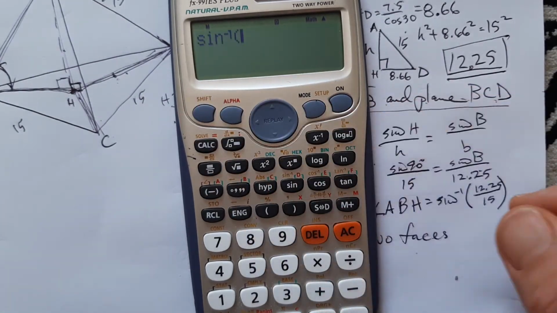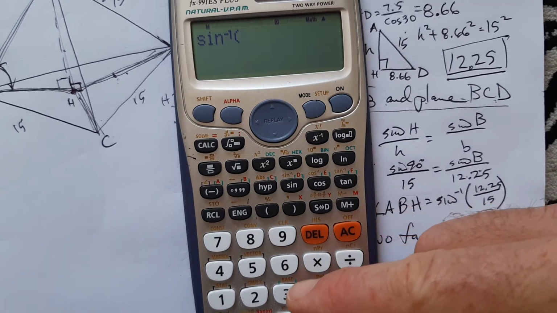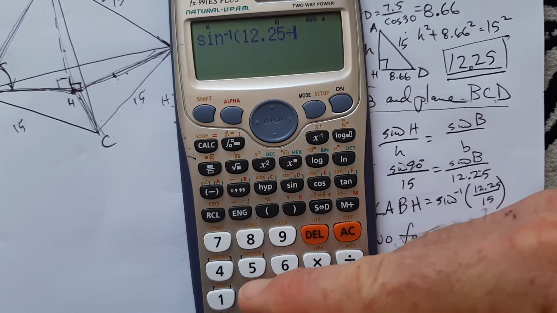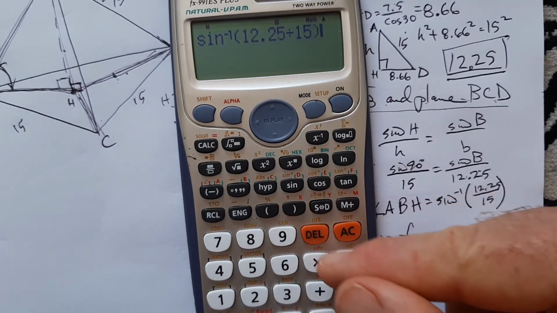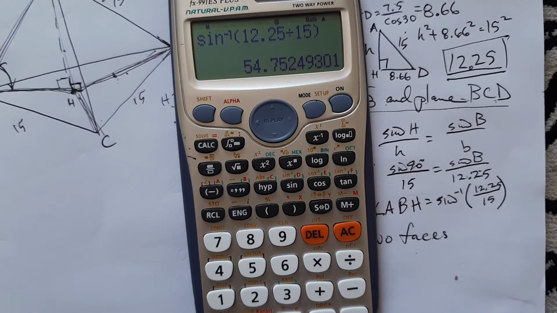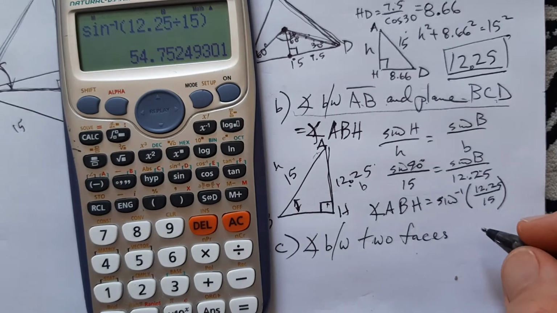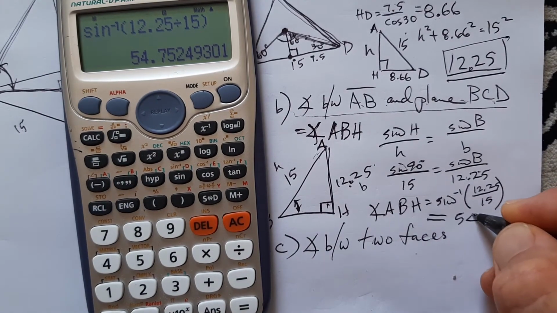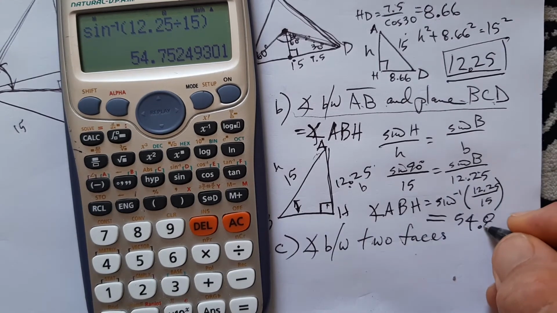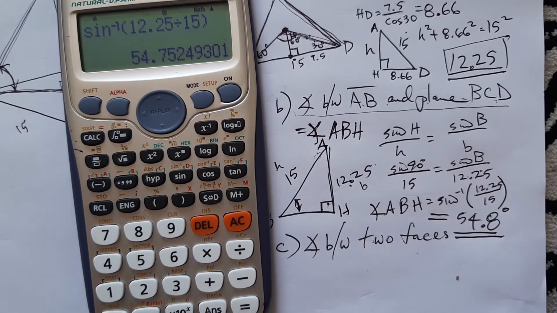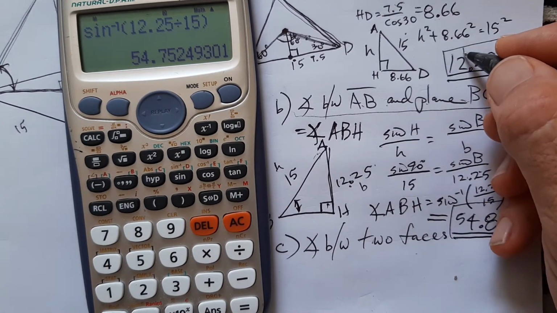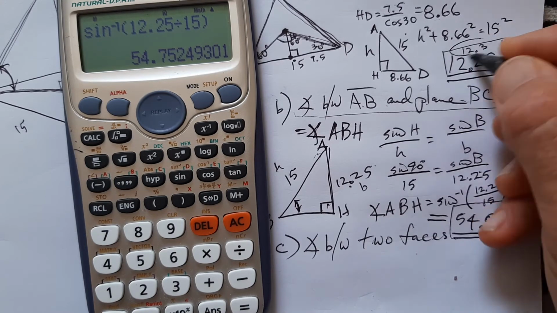Sine inverse of 12.25 divided by 15 and it equals 54.75. One decimal place, so this angle equals 54.8 degrees. Oh yeah, that was supposed to be 12.3, right? 12.3, one decimal place. Anywho.